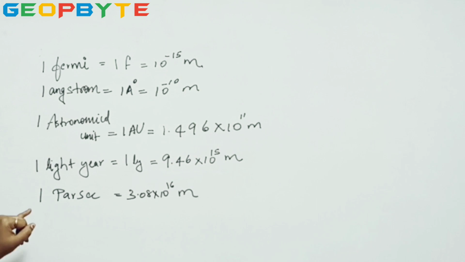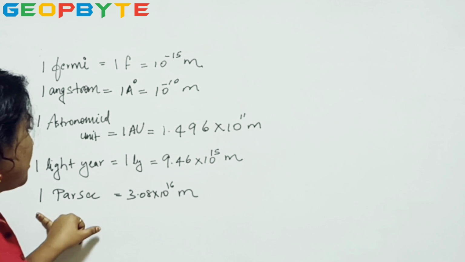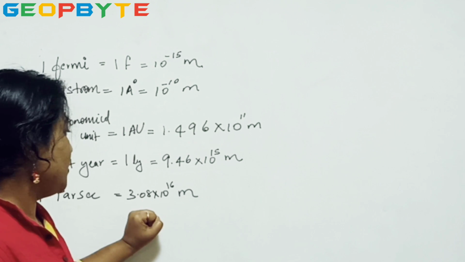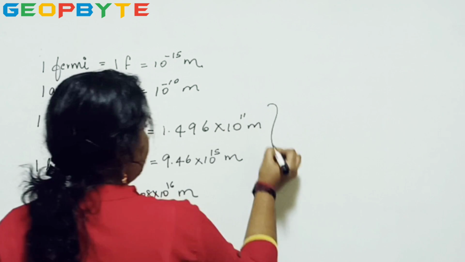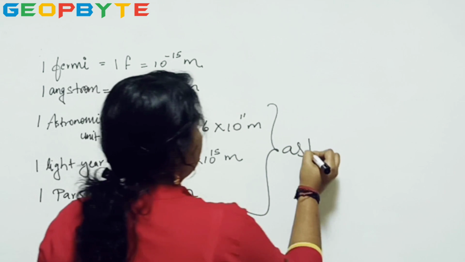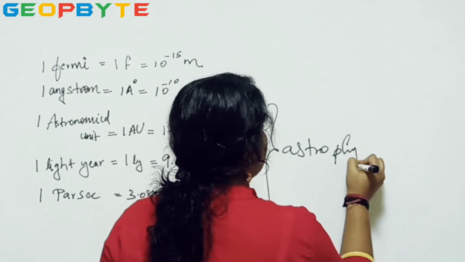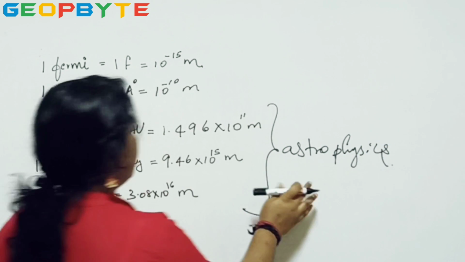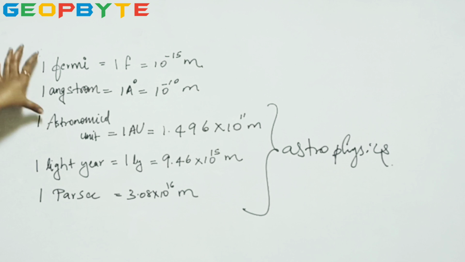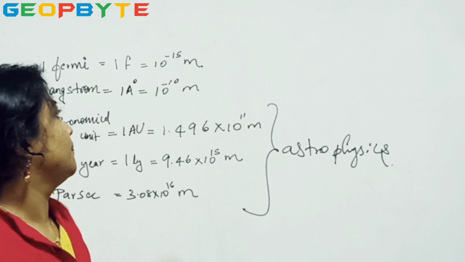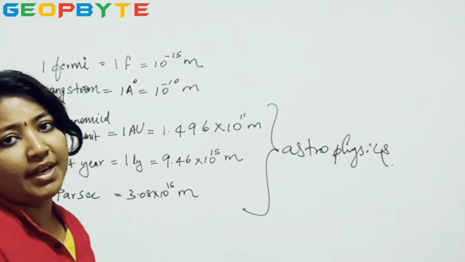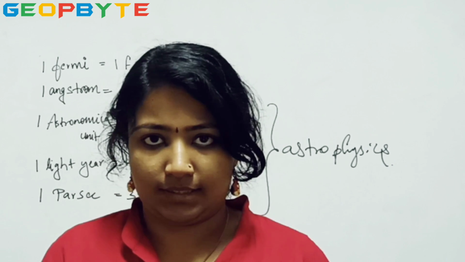Keep in mind, in the same way, 1 parsec is equal to 3.08 × 10^16 meter. These units are normally used in astrophysics, and the other units are normally used at atomic and subatomic levels. So these are some basic things about length.